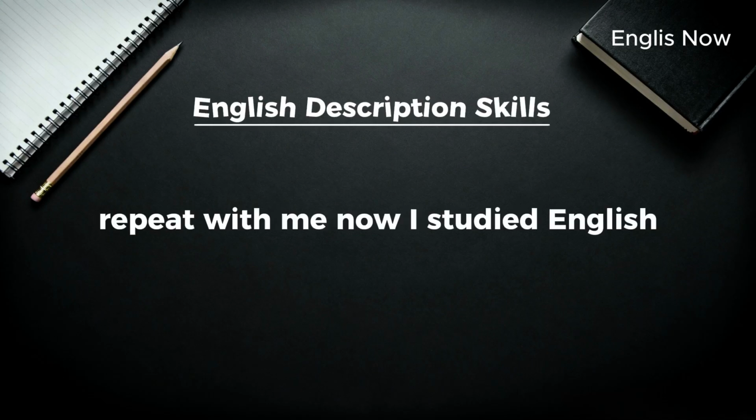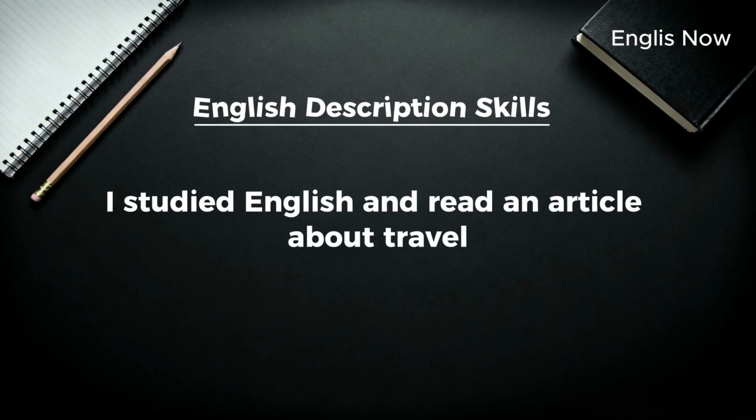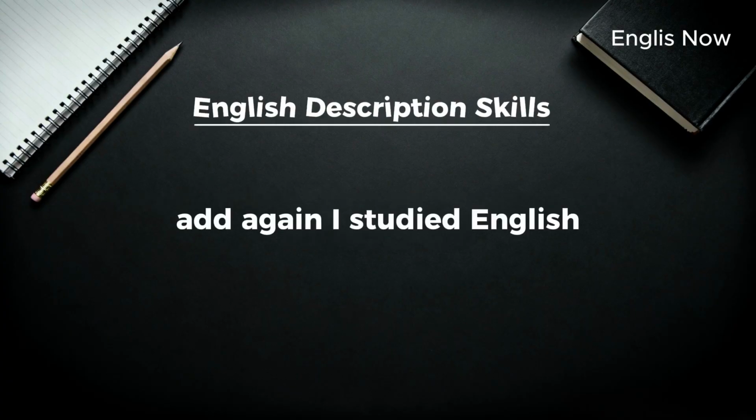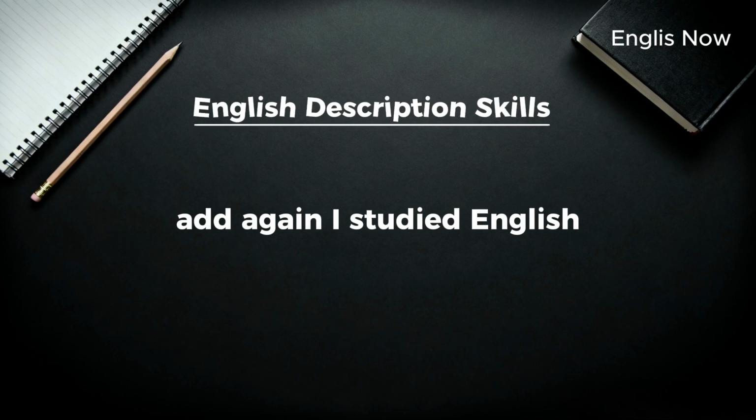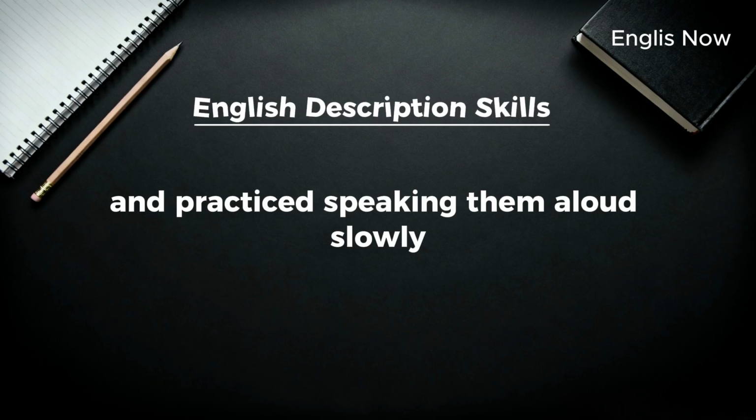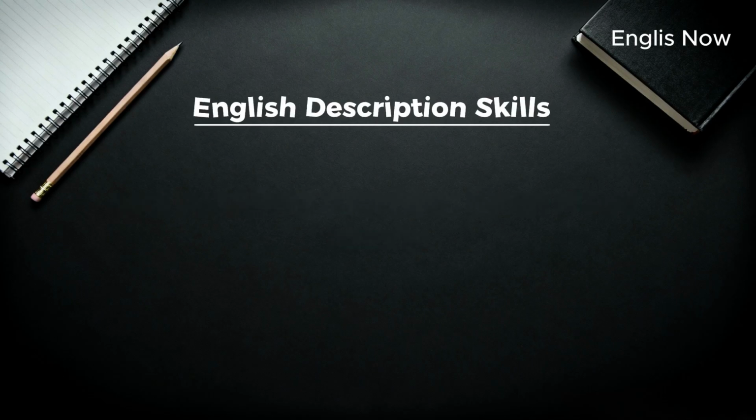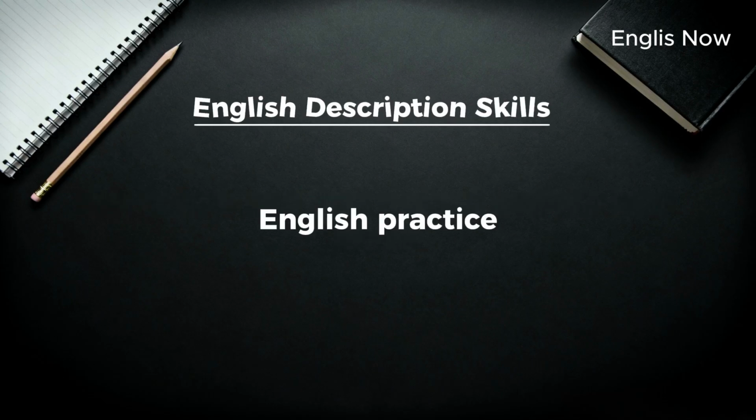Repeat with me now. I studied English. Add more. I studied English and read an article about travel. Add again. I studied English, read an article about travel, and wrote down 10 new words in my notebook. Add again. I studied English, read an article about travel, wrote down 10 new words in my notebook, and practiced speaking them aloud slowly. This is how you turn a short activity into fluent English practice.